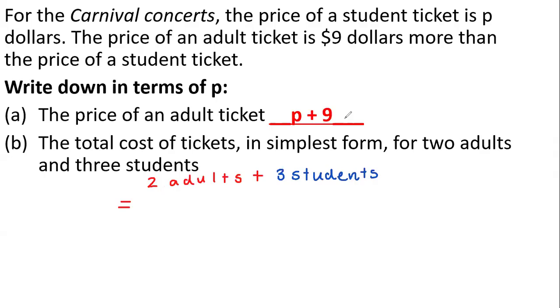2P plus 9 plus 9. P squared plus 9? No. Say it again. 2P plus 18. No. Okay, so let's do 1 adult, right?